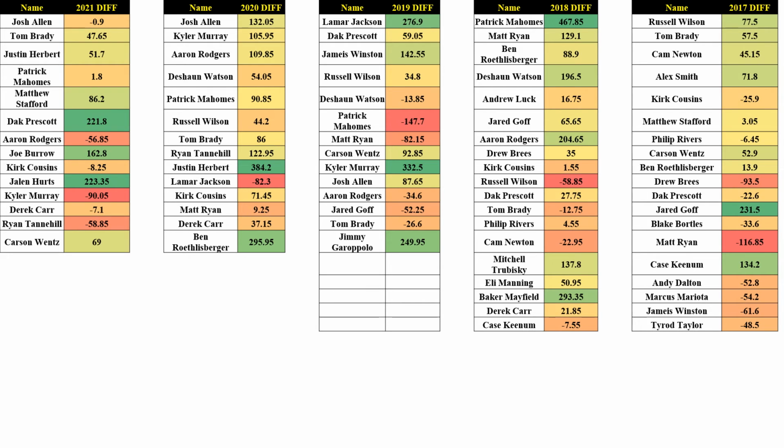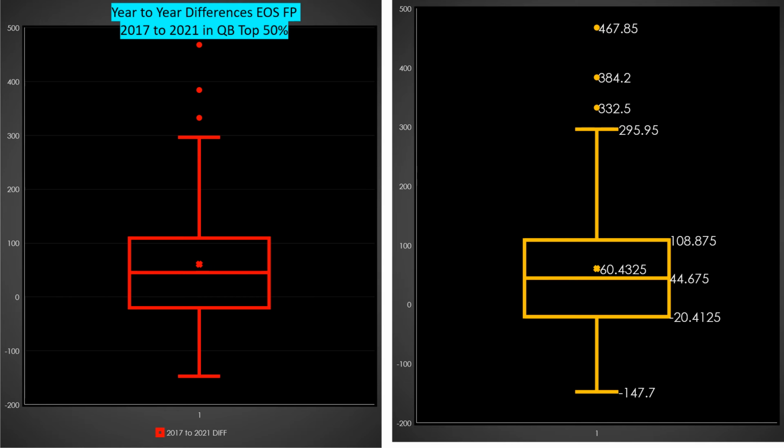So with that kind of overview, I wanted to look at this information. I combined all the year-to-year differences of end-of-season fantasy points from 2017 to 2021 for quarterbacks in the top 50%. So in the top group of quarterbacks, sometimes it was at least 10 out of the top 20, right? So 50%, at least 10. Some years it was a few more. But anyway, what you see is something called a box and whisker. This gives us really important information here, and I'll explain what that is. And that's really in the orange here.